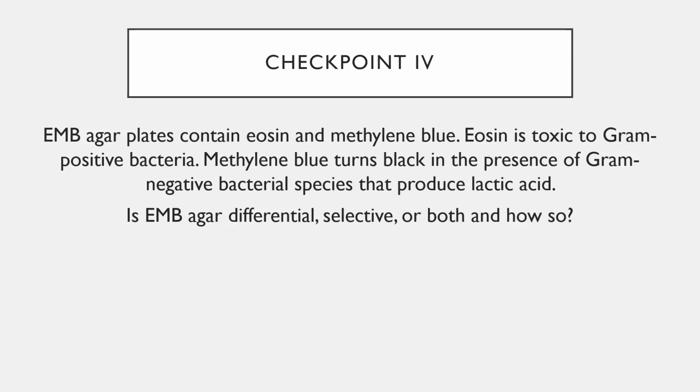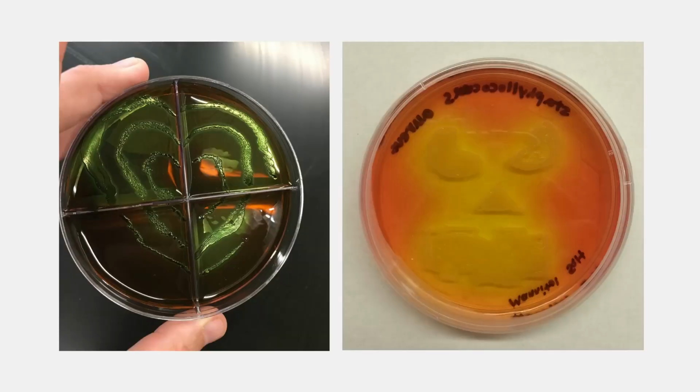Now, to finish off our discussion of differential and selective media, I have included two pictures here of, first of all, an EMB agar plate, the one that was just in the last checkpoint question, and here, a mannitol salt agar plate. Here we see an E. coli on EMB agar plate, which has given off this brilliant metallic green color. And here, we see Staphylococcus aureus grown in the shape of a jack-o'-lantern on the MSA plate. So it has turned the jack-o'-lantern face yellow in color.